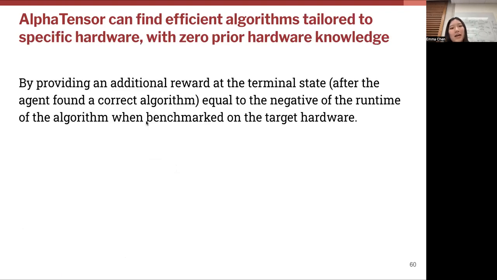The next interesting result I want to highlight is that AlphaTensor can find efficient algorithms that are tailored to a specific hardware without prior knowledge of the hardware. The way they do it is to encode the hardware constraint into the reward function for AlphaTensor. Here, it will use the runtime benchmarked on the certain target hardware and use that as a penalty during the training.